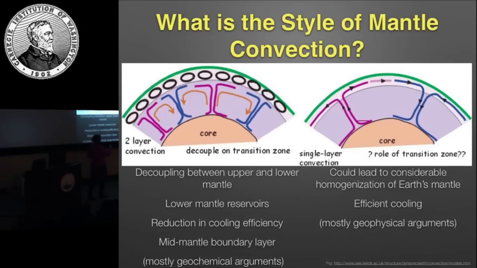While on the other hand, we have a whole mantle convection model where we have basically big convection cells going from the core mantle boundary to the surface, which would be a much more efficient way of cooling the planet. And we would have a much more homogenized mantle. This is mostly favored by geophysical arguments in general.